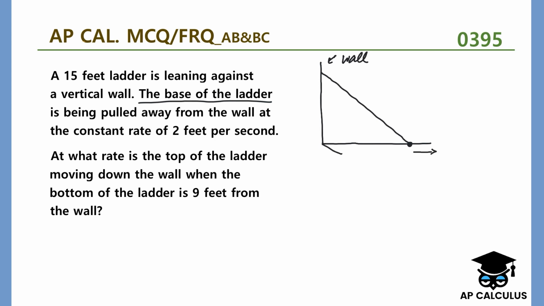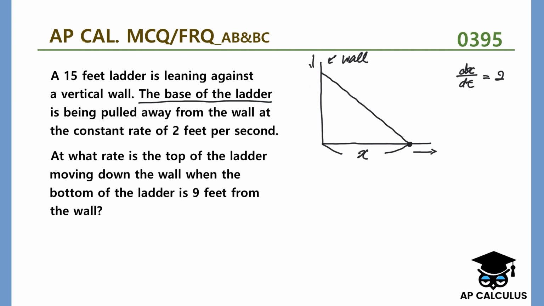If we let this variable be x, then it is given that the change in x with respect to time t, dx/dt, is equal to 2, right? 2 feet per second. And it is a positive 2 because this length is increasing, right? So since x is increasing, its rate is positive 2. So far so good? Okay, as this base moves this way, then the top of the ladder will move down, right?